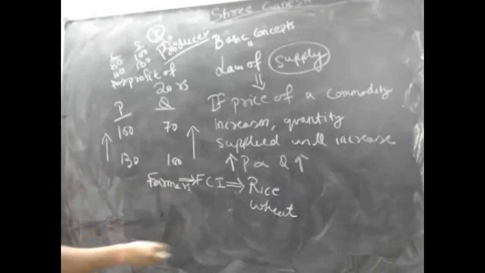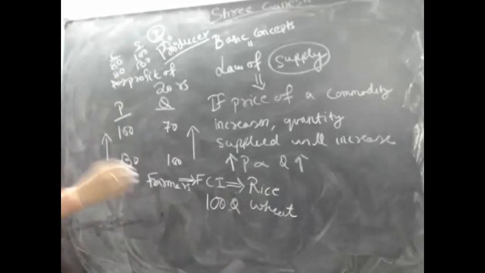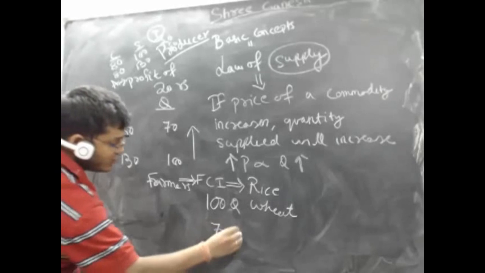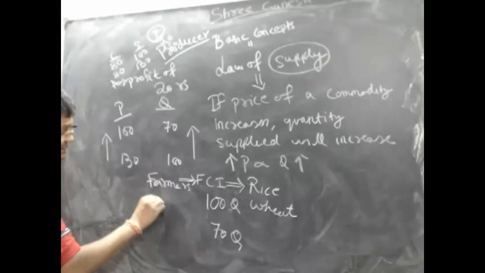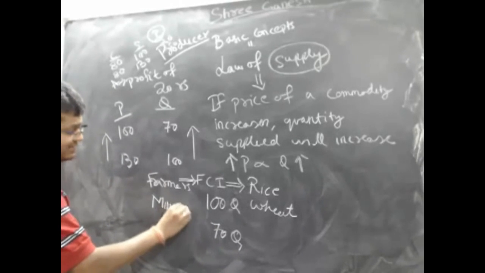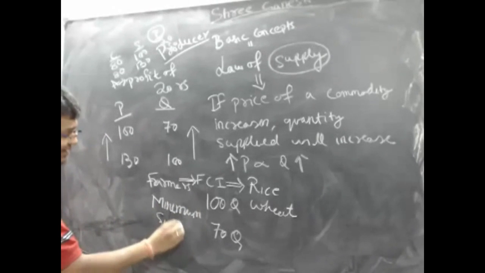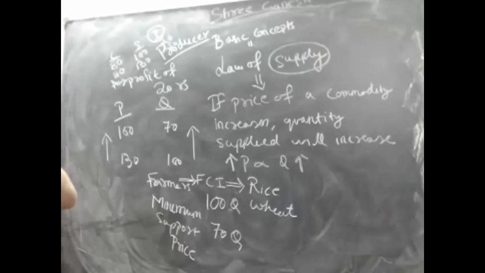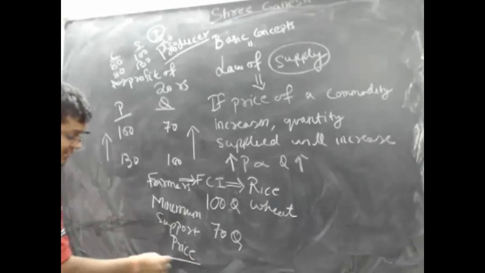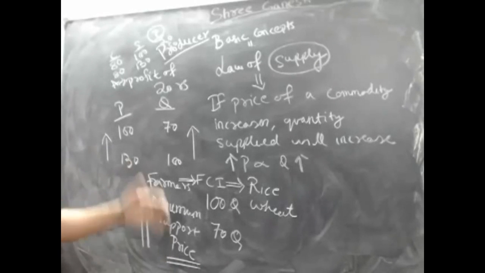Now, suppose government wants 100 quintal of rice and 100 quintal of wheat. In this situation, farmers are producing only 70 quintal of rice and 70 quintal of wheat. So what will government do? Government will increase the minimum support price. Minimum support price is the price below which the price of goods will not fall. Usually, if government declares a minimum support price for a particular commodity, government says that no matter what the market rate is, I will buy this product at this price. MSP is the price at which government is willing to buy your good.